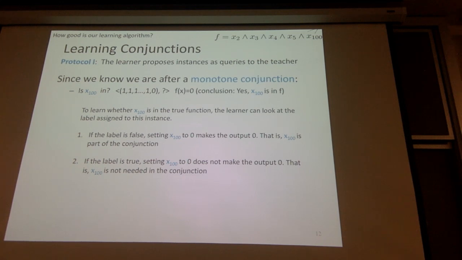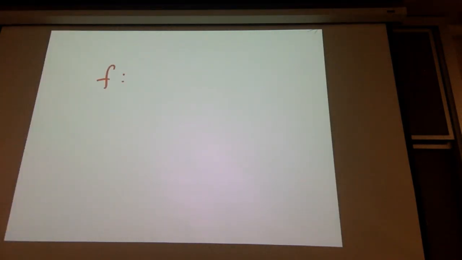So consider the case, let's take a simpler function. Instead of x100, let's say we have only 3 variables. Let's say the function f is x1 and x3. So the function takes the value 1 if and only if all these things are present, and it takes a value 0 if any of these are absent. So now I'm going to pose the query 1.